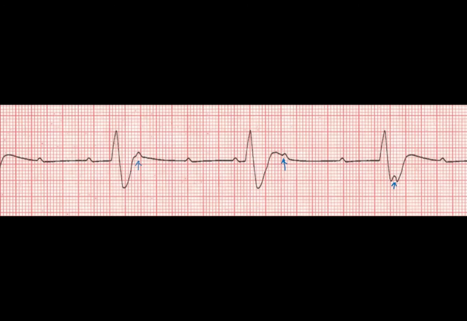Now, when we ask that question of are there P waves for every QRS, okay, so P wave, there's a QRS, there's a P wave and a QRS, so these two connect. P wave and a QRS, P wave and a QRS. So when we get to that first question, again, that first question is, are there P waves for every QRS? And the answer for that is yes.